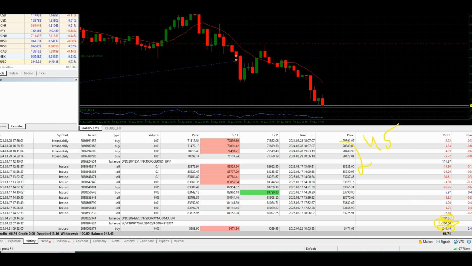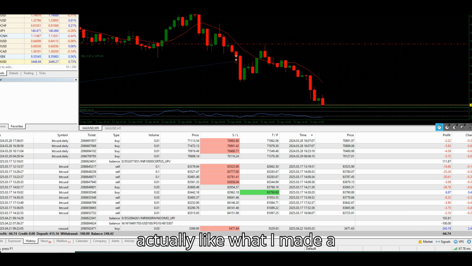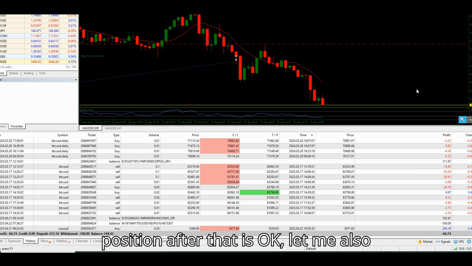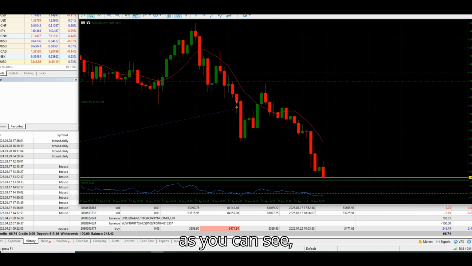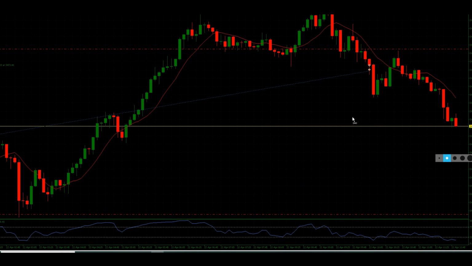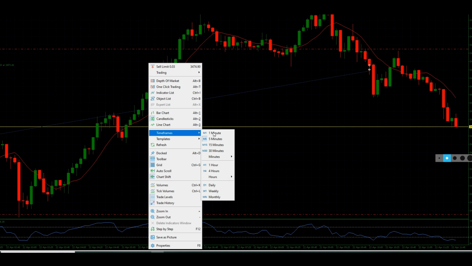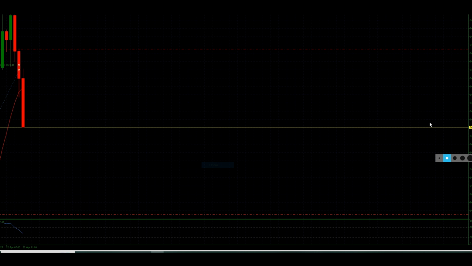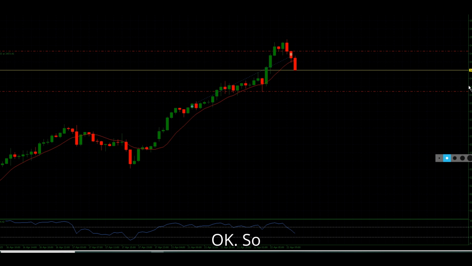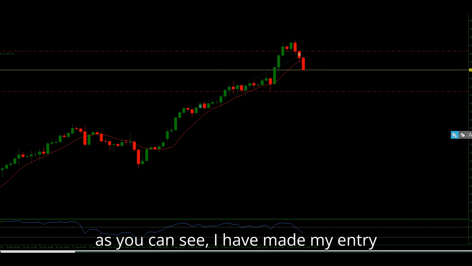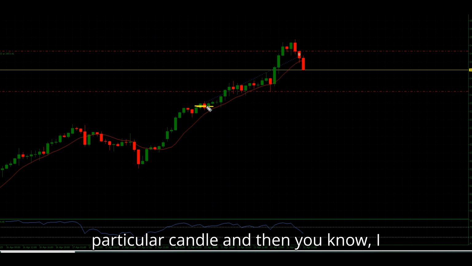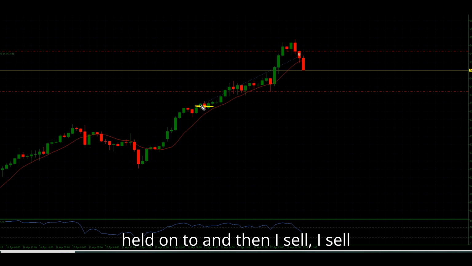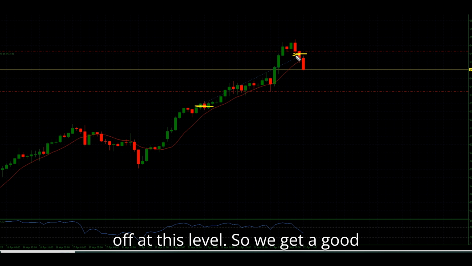And what I did after that is make another position. Let me also show you on this. As you can see, I made my entry here. I entered in this particular candle, and then I held on, and then I sold off at this level, so we got a good profit.